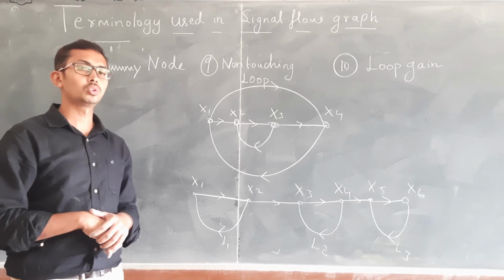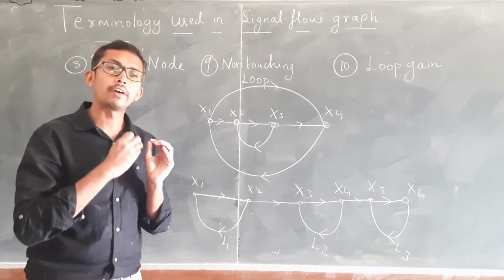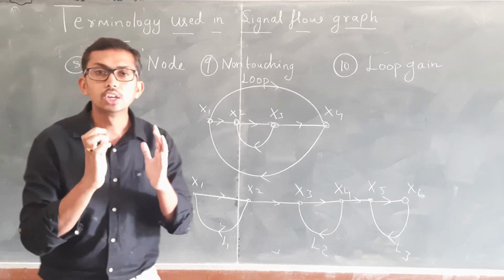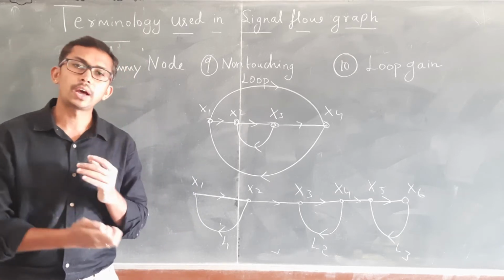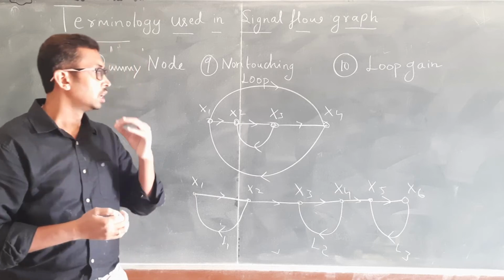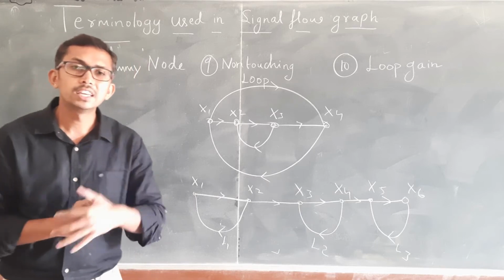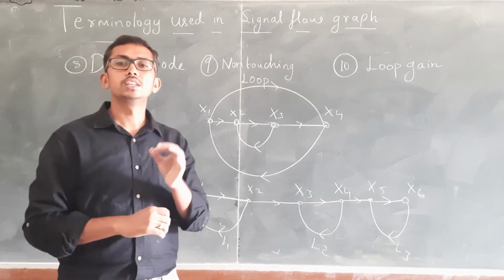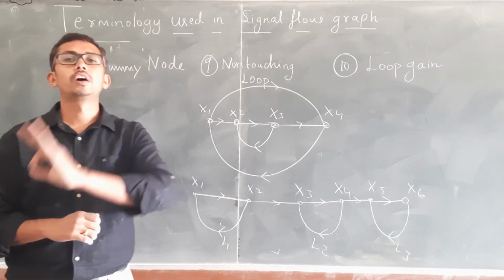What is the meaning of source node? The node which is having only outgoing branches. So that we are going to call as what? Source node. The node which is having only incoming branches, so that we are going to call as what? Sink node. In this case, none of the nodes is called a source node or a sink node.